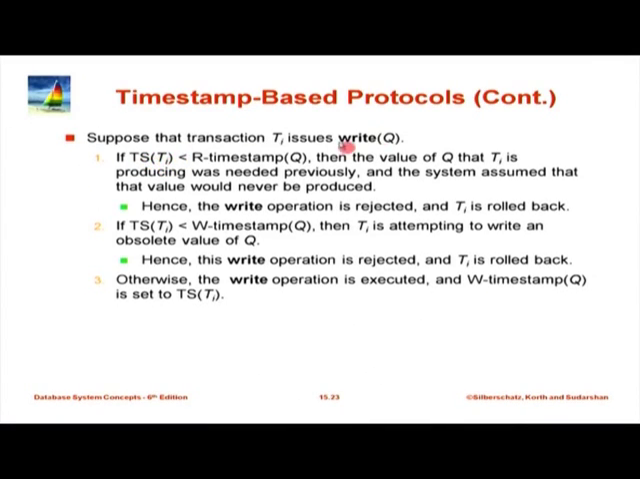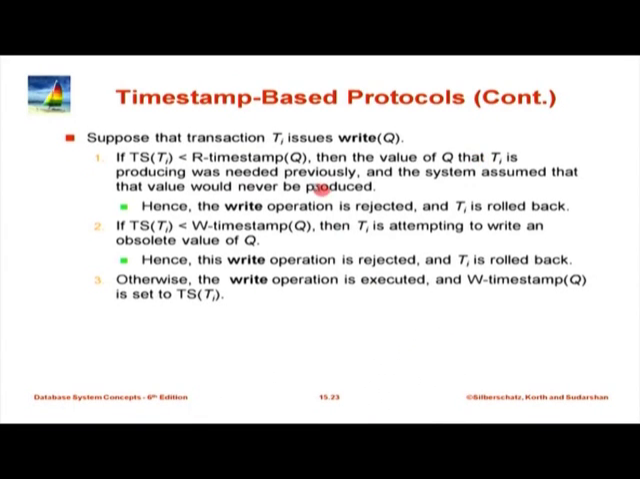Write is also straightforward. If a transaction issues a write, the first thing that is checked is, if the timestamp of this new transaction, the transaction which is doing the write, is less than the read timestamp of Q, what does this mean? Then somebody else has read Q and got a particular value. If I were to allow this write to proceed, that other transaction should have seen the value being written. But it's too late. That transaction has already read the old value. And therefore, the only solution is to roll back the transaction and reject the write operation. So whenever the write operation transaction's timestamp is less than the read timestamp of Q, the write operation is rejected, transaction rollback.